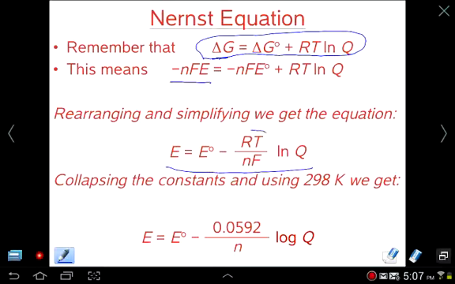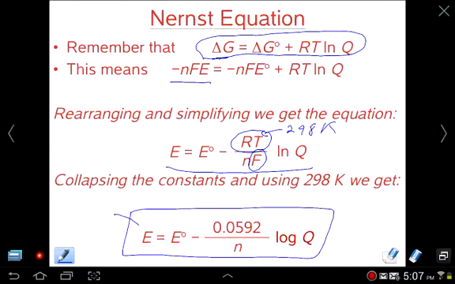And then if we collapse our constants, these are all constant. If temperature is 298 Kelvin, which it really is, then we get this final equation. The voltage under non-standard conditions is equal to the voltage under standard conditions minus a constant divided by N, and here N will still be moles of electrons, times the log of Q.